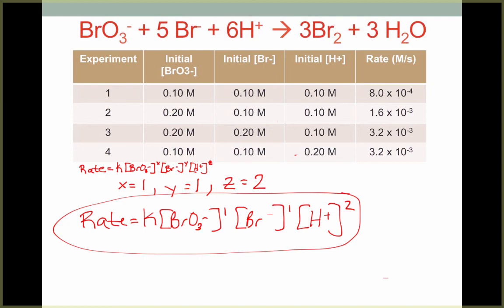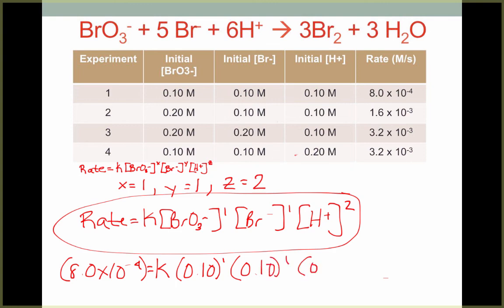I'm going to choose trial 1. So our rate in trial 1 was 8.0 times 10 to the negative 4th. K is our unknown, or our x. BrO3 was 0.1 to the 1. Br was 0.1 to the 1. And H plus was 0.1 squared. Solving for K here, I find that it's equal to 8.